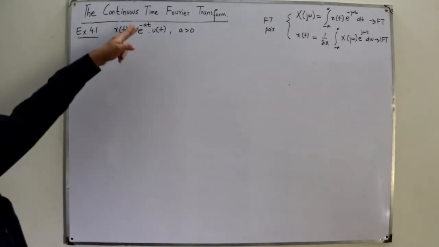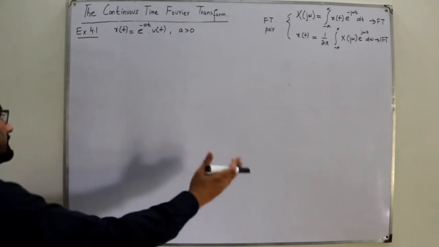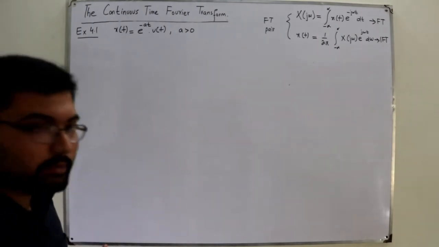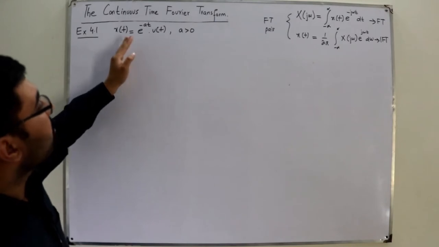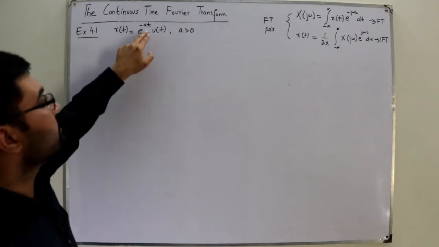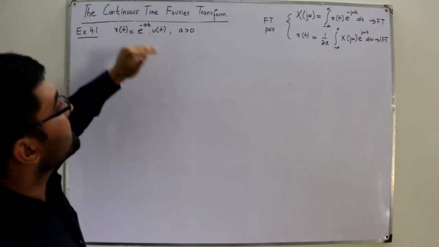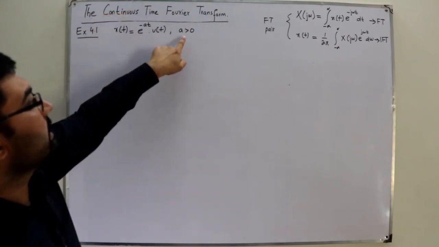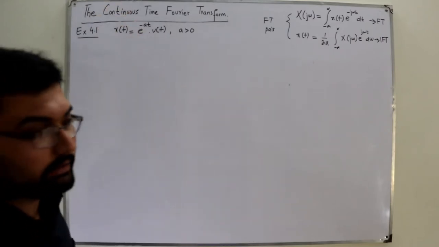So what if a is zero? First of all, because of the unit step signal, the left hand side of the origin is already gone, and then you have exponential of negative a t. Here t is positive because of u of t. The value of a is given to be positive, which means this would be a decaying signal, right?